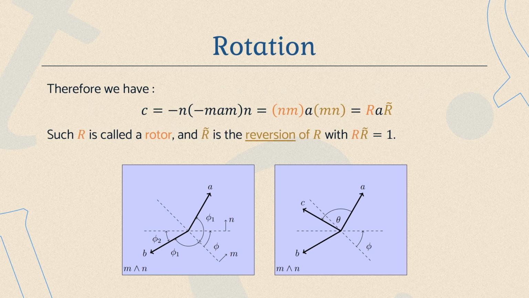Therefore, we have C equals nm times A times mn via the equation of the reflection. Here we can denote the multivector mn by R, called a rotor, that rotates a vector. And R tilde is the reversion of R.